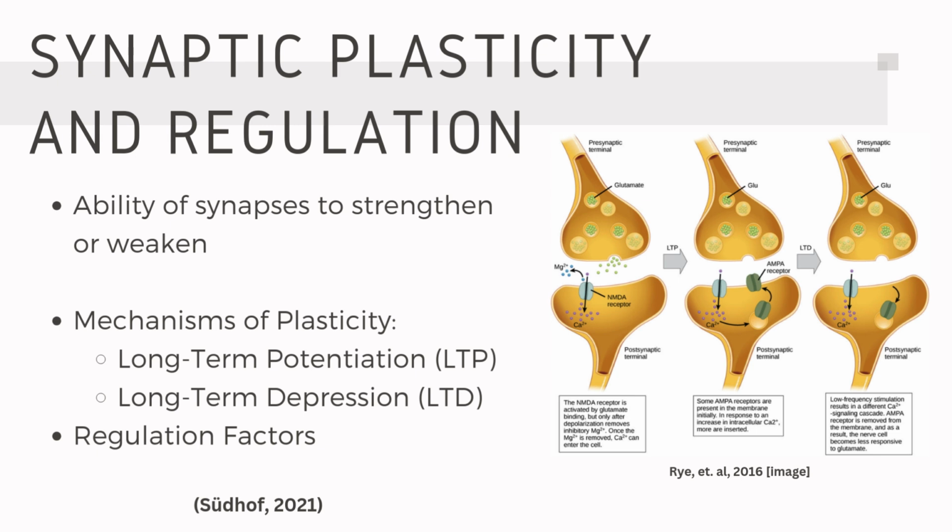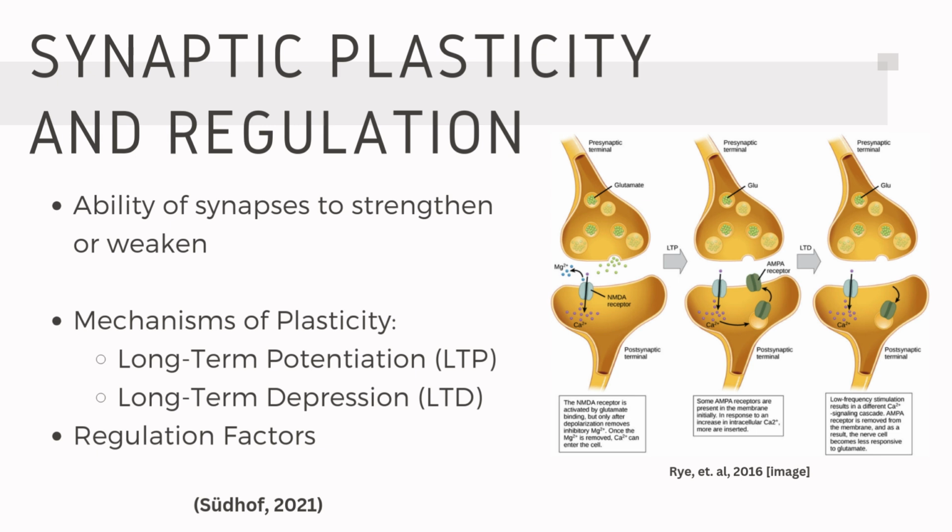This dynamic process is crucial for learning and memory formation. Synaptic plasticity and regulation. Synaptic plasticity is the ability of synapses to change their strength over time in response to neural activity. This process is fundamental to learning and memory, and it allows the brain to adapt and store new information. Sudhof highlights that synaptic plasticity is not just a random occurrence, it is a highly regulated process controlled by molecular and cellular mechanisms.